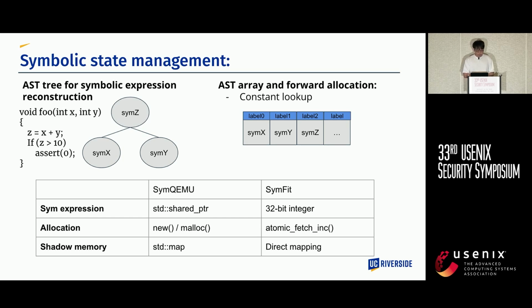For the shadow memory, instead of modeling them in a two-level map data structure, we use direct mapping between the application memory and the shadow memory. So essentially, we trade off the space complexity for time efficiency.